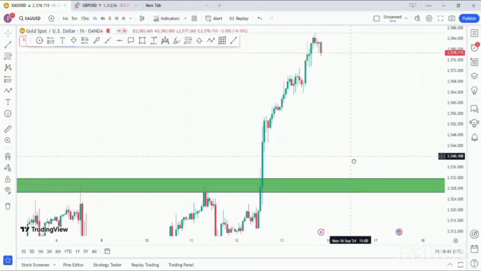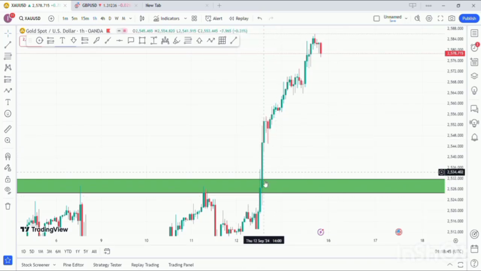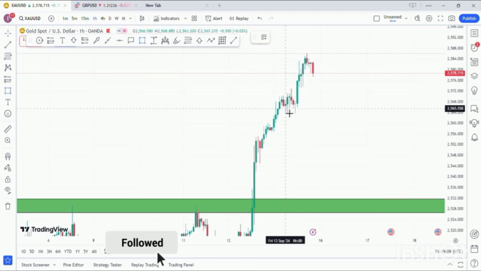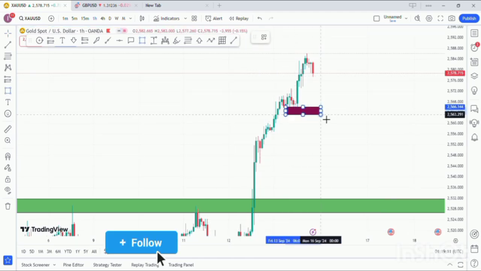So we are going to be focusing more on the breakout of which price did right here. So as you can see, price is still currently on the move to the upside. So we are going to mark out this zone right here. We can call this a support zone for price.